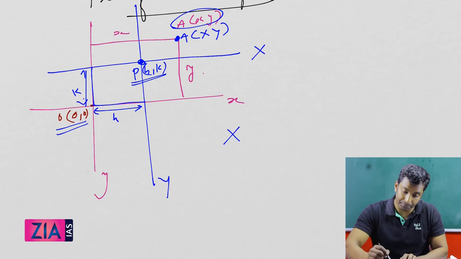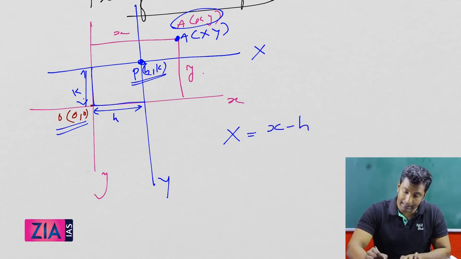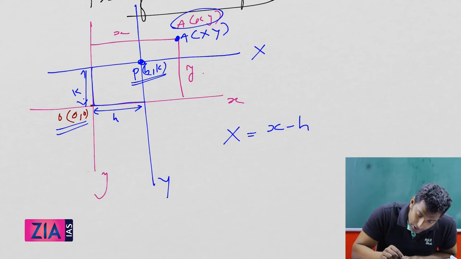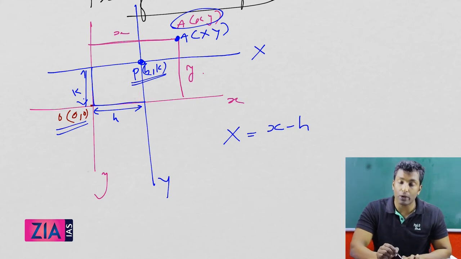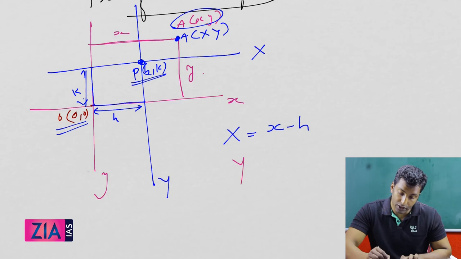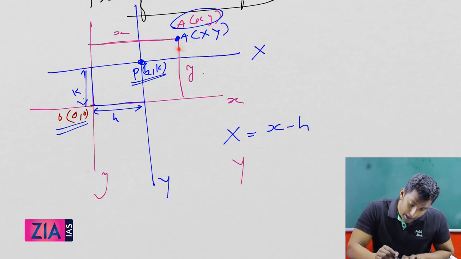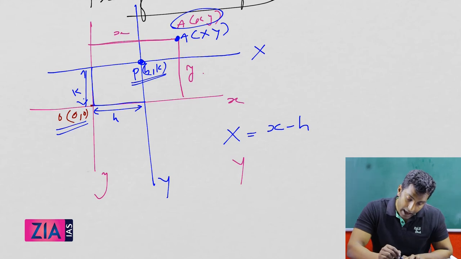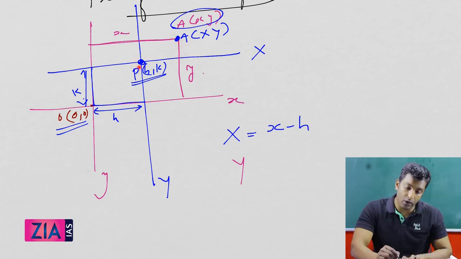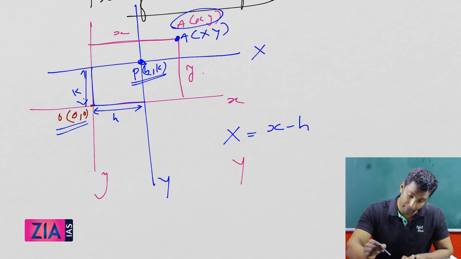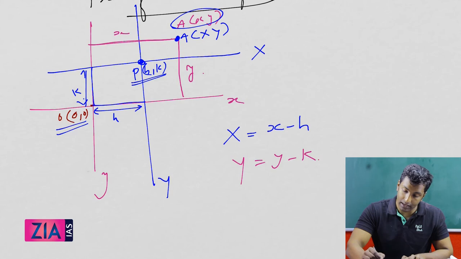See, capital X, if you need to know, will be x minus h. Why x minus h? Because this distance you can clearly see is x, and this much is h. We are looking for only this much. Total is x, this much is h, so x minus h is your capital X. Similarly, what is your capital Y? You can clearly see the total is y, and this much is k. In the new system I am looking for this much only, because the origin is here. So clearly that is y minus k. So capital Y equals y minus k.